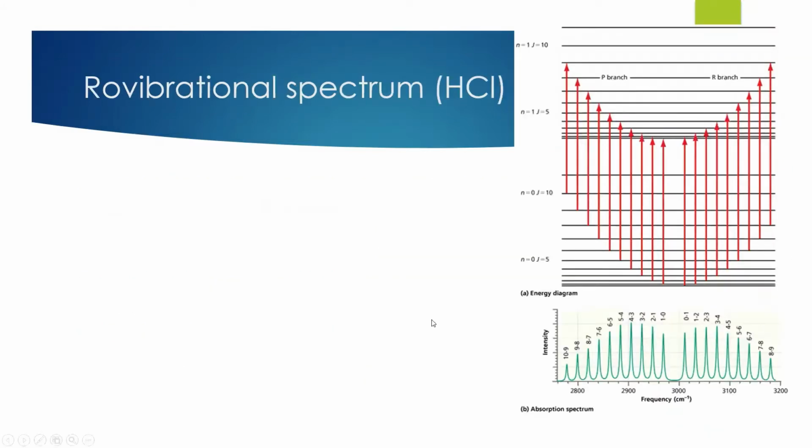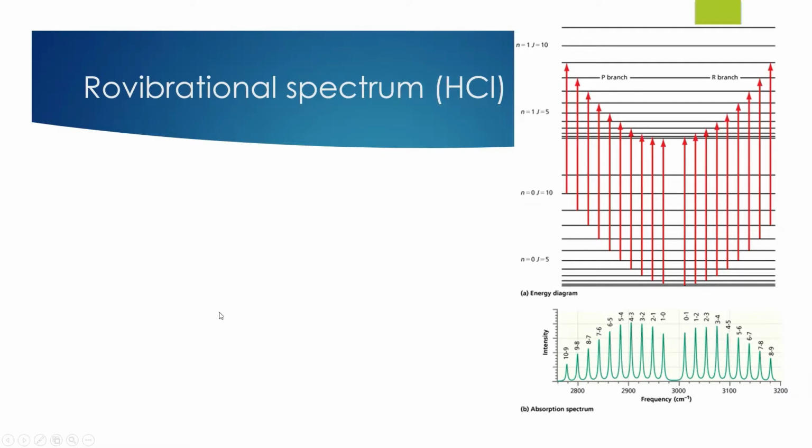So if we look at some actual spectra, we can see what's happening here. This is for HCl, I believe. And we can see that we have, again, what's called the R branch on the right side and the P branch on the left side. The designation here is the R branch is going up 1 J and the P branch is going down 1 J. And we don't see anything in the middle here.